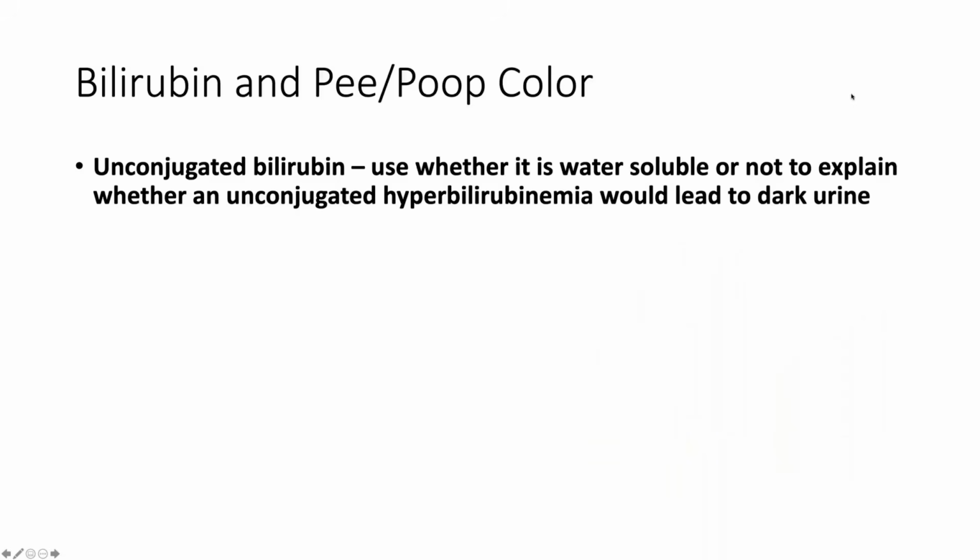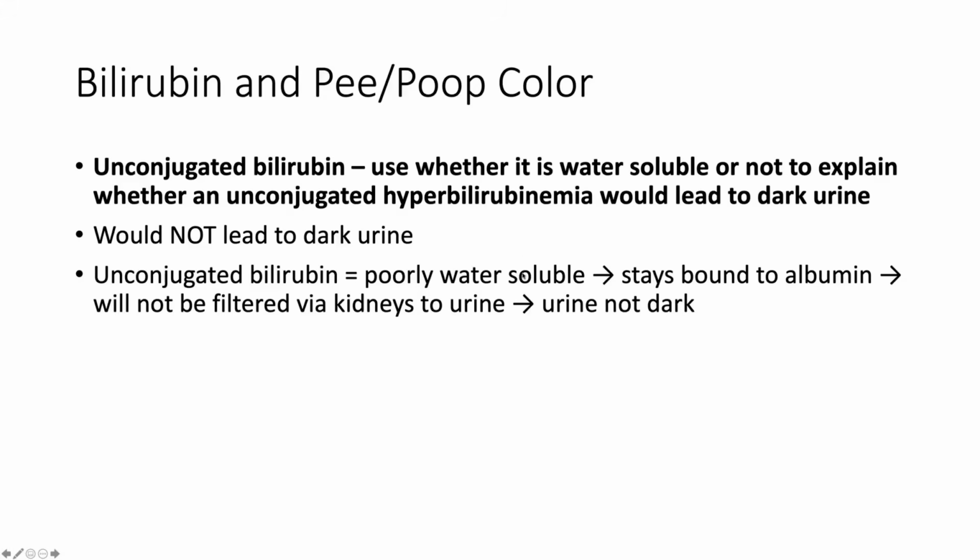All right, Leah. So unconjugated bilirubin. Use whether it is water soluble or not to explain whether an unconjugated hyperbilirubinemia would lead to dark urine. So if you have unconjugated bilirubin in your blood, yes, it would, because the unconjugated version is not water soluble, is what we talked about. True, but why would it end up in your urine then? Isn't your urine water? So why would it go to your urine? It doesn't actually. That's the punchline. Okay, so it doesn't lead to dark urine. I love the thought process, but yeah.